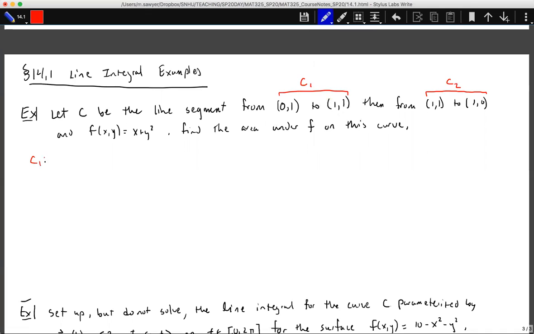So along curve 1, we can have r be the vector-valued function t comma 1, where t goes from 0 to 1. Then r prime is equal to 1 comma 0, and the magnitude of r prime is equal to 1. Along curve 2, r is the vector 1 comma 1 minus t, because our x never changes, where we're preserving the same time interval. This is important because to break up our curves, we need to preserve our time intervals.